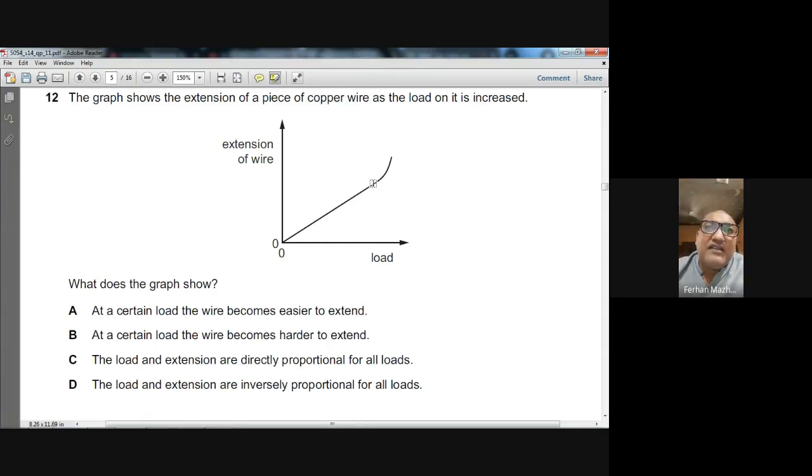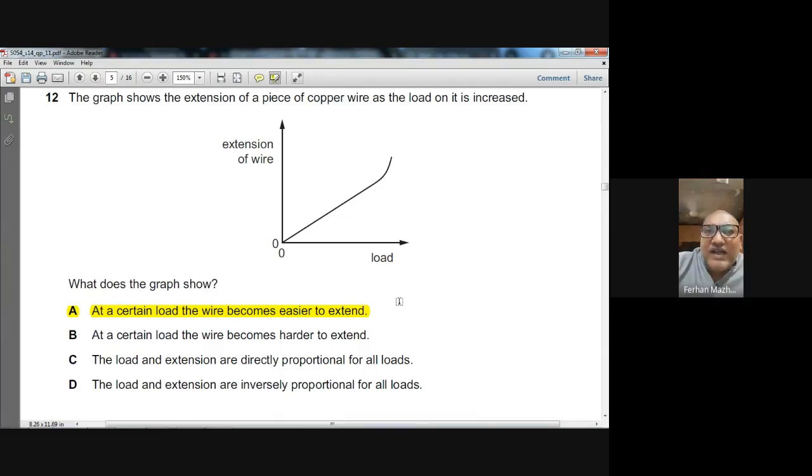Yes, up till here, the extension and load are directly proportional to each other. But after this point, when the graph turned upward, it became a curve. This means the extension and the load are no more directly proportional to each other. And if you put a slightest load further, what will happen? The extension will be quite large. So at a certain load, the wire becomes easier to extend. This is the answer.